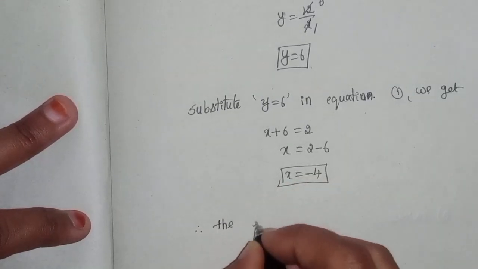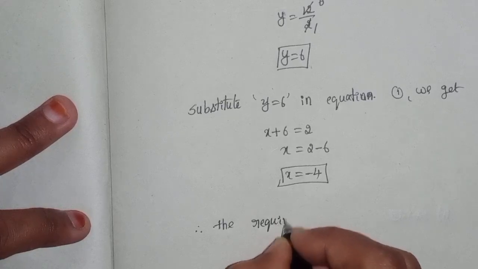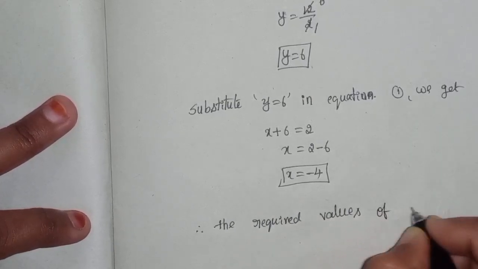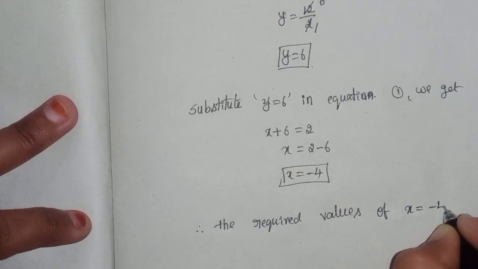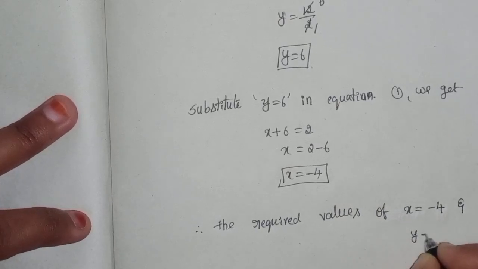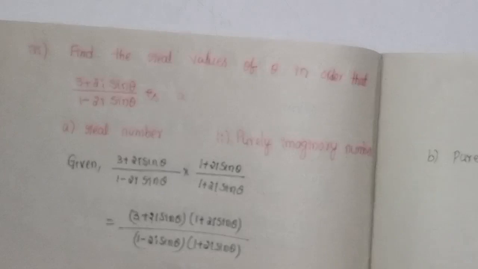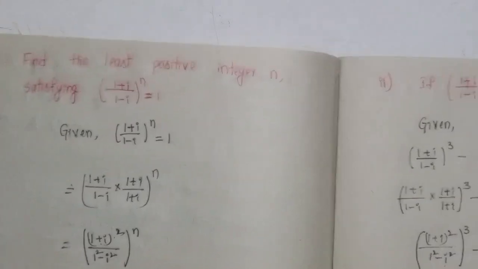Therefore, the required values are x is minus 4 and y is 6. So this is the question number 4 solution. Overall, question number 4 is complete, nanna.